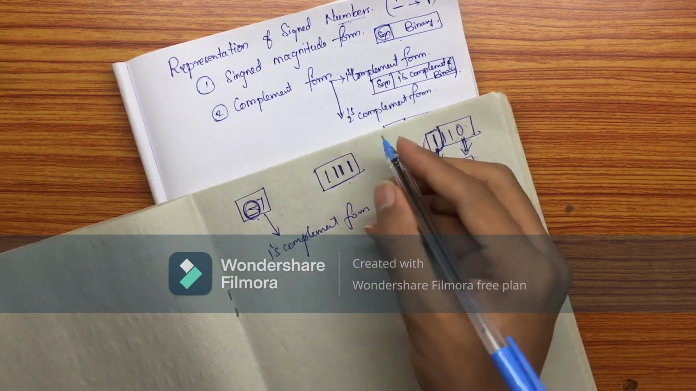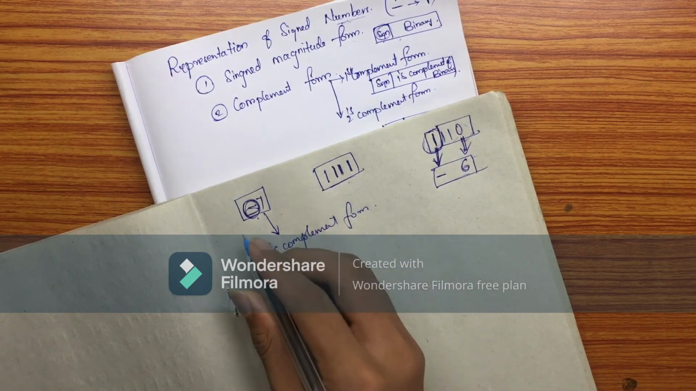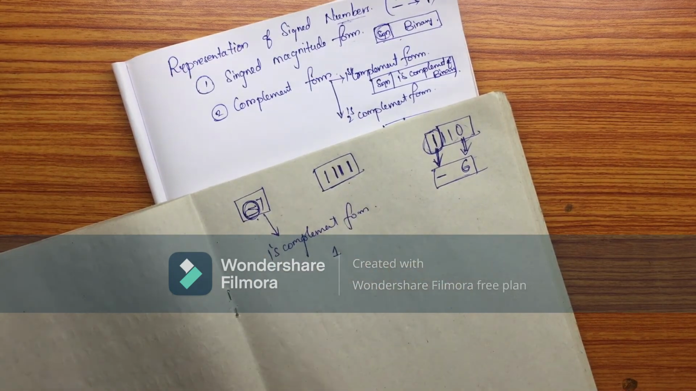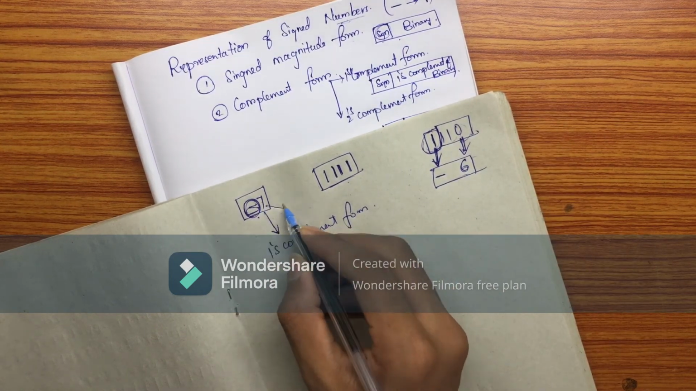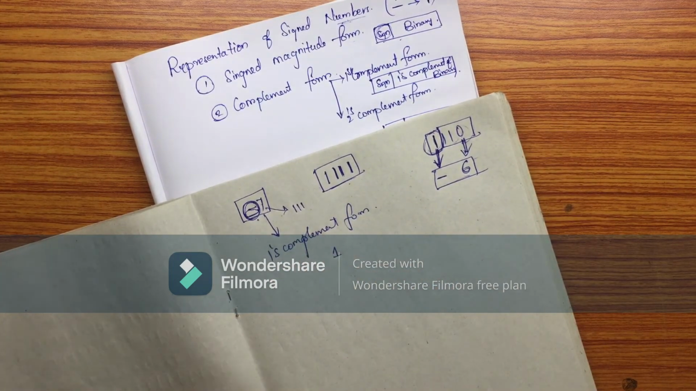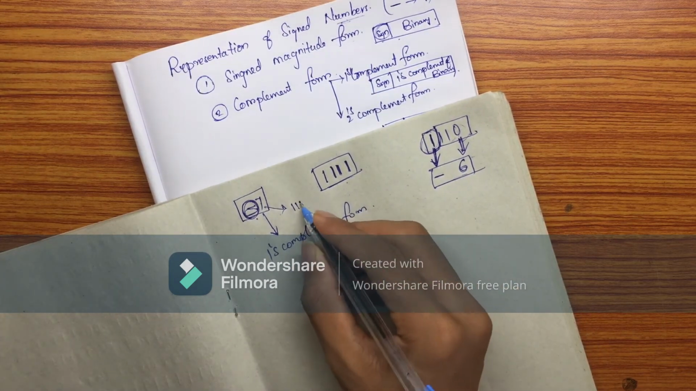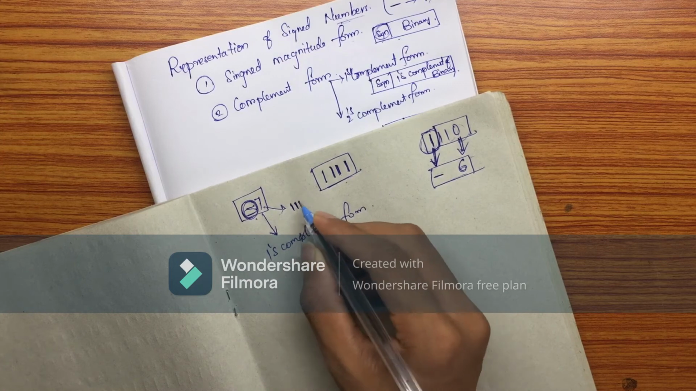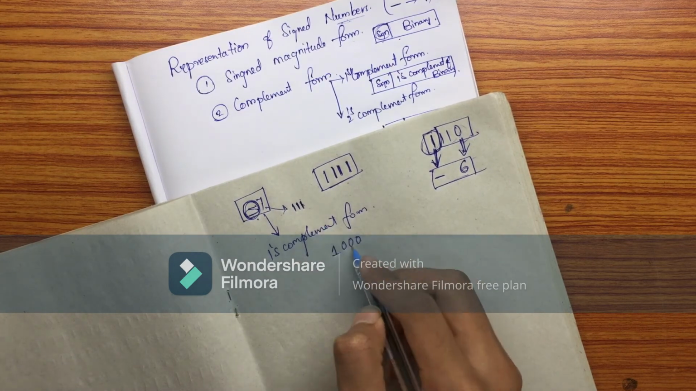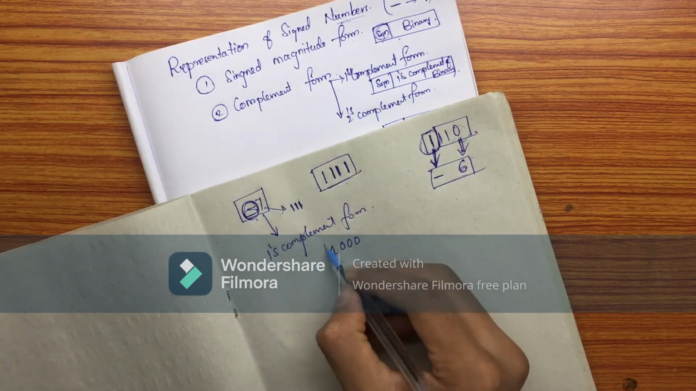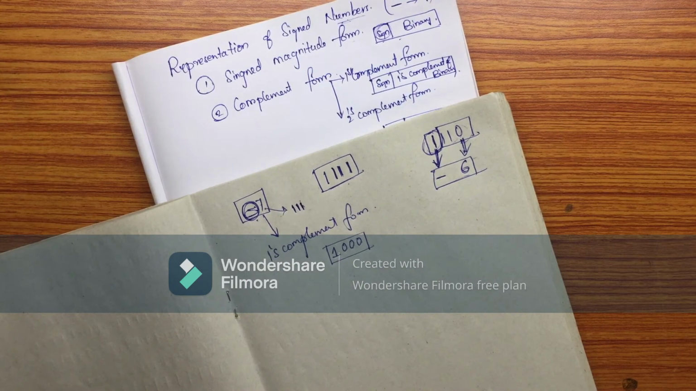One's complement form is the sign. So okay, what is the sign? A minus. So I'll put 1. Then the one's complement of the binary. So what is the binary of 7? Binary of 7 is 111. Then what is the one's complement? One's complement is nothing but simply subtracting each bit from 1. Then you will get 0 0 0. 1 minus 1 is 0, 1 minus 1 is 0, 1 minus 1 is 0. So this will be the one's complement of -7.